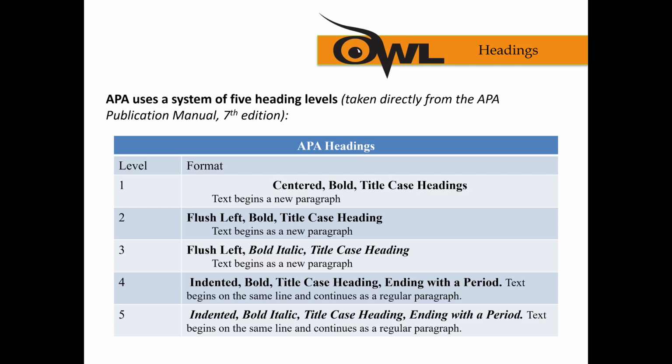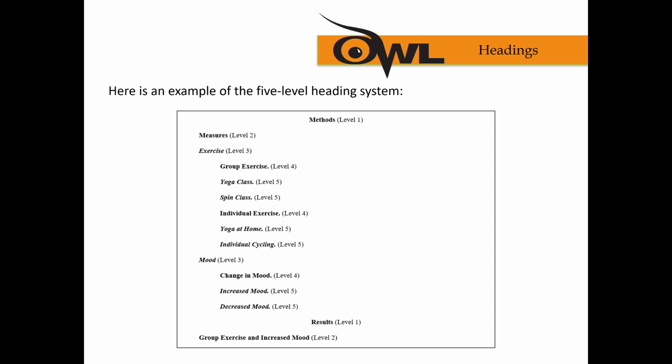Okay. Headings. You do not need to worry about headings in this class because you're not writing anything long enough to need headings. This is more for big research papers that have several sections, and that's not what we're doing. But for future reference, this is the page that you would need to know how to format everything. So a 5-level heading system, this is what it would look like. But we'll just move past that.